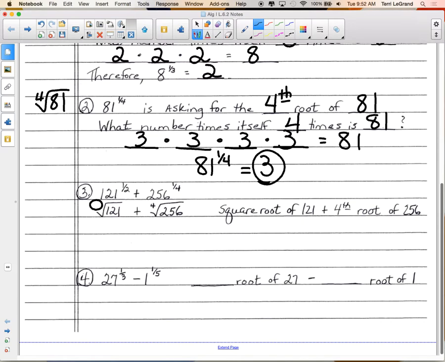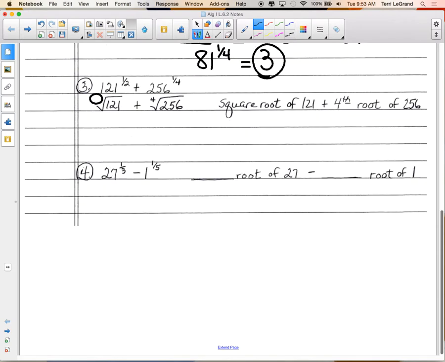121 to the 1/2 power is actually the square root of 121. When there is no index written, that's the only root where we don't put the index there, because it's understood that if there's no index, it is the second root, the square root of that number. So when it is empty, it's really a 2. So we are really looking for the square root of 121, and we're going to add to that the 4th root of 256. So let's show some work here.